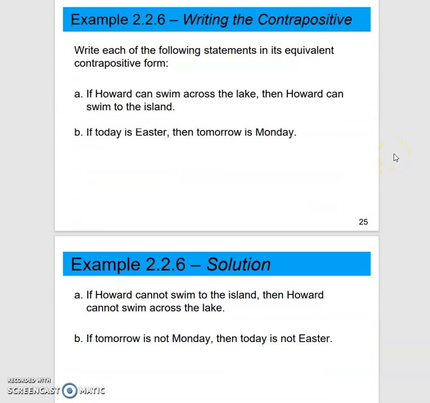So let's take some conditionals and write them with the contrapositive. If Howard can swim across the lake, then Howard can swim to the island. So the contrapositive, if Howard cannot swim to the island, then Howard cannot swim across the lake. My second example, if today is Easter, then tomorrow is Monday. So my contrapositive, if tomorrow is not Monday, then today is not Easter.